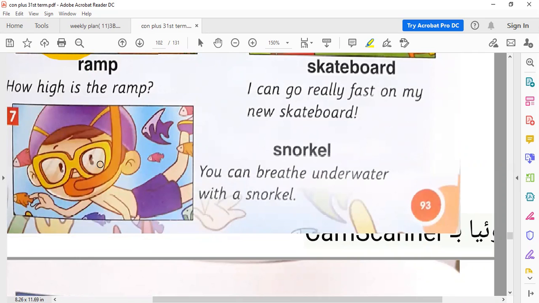This is a snorkel. You can breathe swimming underwater with a snorkel. Is he swimming underwater? Yes, he is swimming underwater because fish are around him. This is called the snorkel.